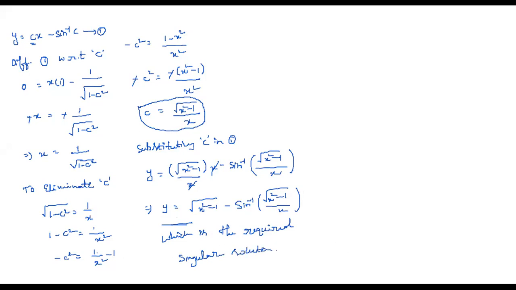Okay, so this is the one. How do we find a singular solution? We differentiate with respect to the constant c, and we need to eliminate c. Finally, the solution you get should not contain any arbitrary constants. Then we say that it is a singular solution.